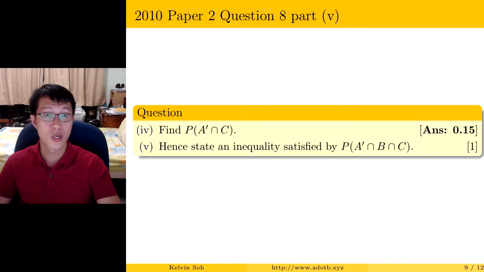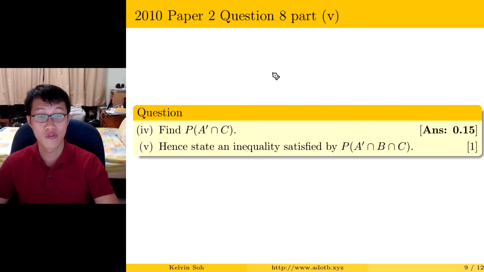So now let's try to apply what we've learned in an actual past year examination question, the A-Level H2 Math 2010 Paper 2 Question 8 Part 5. In this video, I will only be covering Part 5 because that is the part concerning finding inequalities for probabilities. Parts 1 to 4 are about finding exact values for probabilities. Do attempt Parts 1 to 4 on your own.